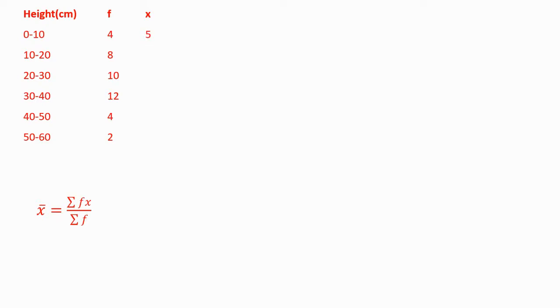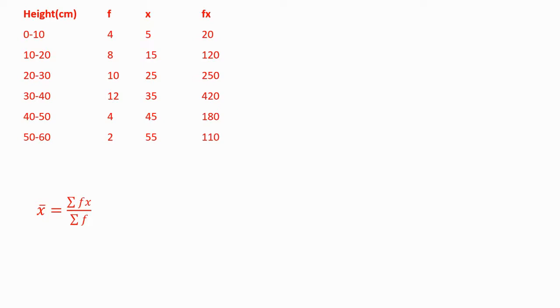You do the same for the other classes, and you obtain, for the class 10 to 20, the midpoint is 15. 20 to 30, midpoint is 25. 30 to 40 is 35. 40 to 50 is 45. And 50 to 60 is 55. Then you obtain fx, which is f times x. So 4 times 5 is 20, 8 by 15, 120, 10 by 25, 250, 12 by 35, 420, and 4 by 45, 180, 2 by 55, 110.